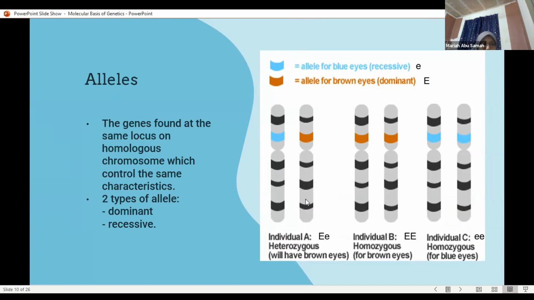If a person has different types of allele, he is called heterozygote. The dominant allele is the one that will determine the characteristic or phenotype of the person, which is in this case the eye color. So individual A will have brown eye color, while individuals with the same types of alleles are called homozygote. His phenotype will be determined by the allele that he has.